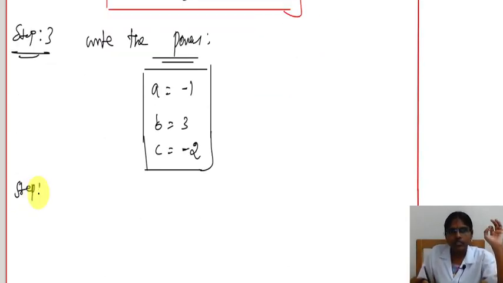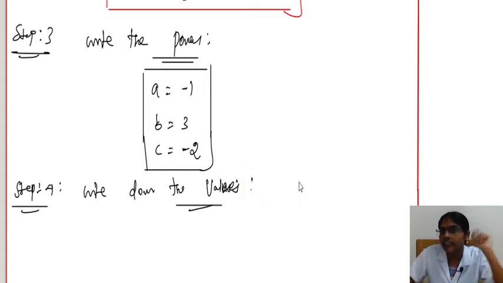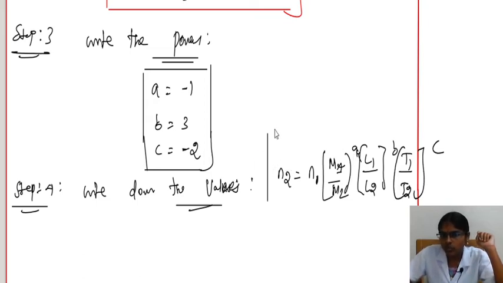Fourth step, write down the given values. What values? We have a formula. How are we going to convert? We have an equation, we have a formula. What formula? N2 is equal to N1, M1 by M2 to the power A, L1 by L2 to the power B, T1 by T2 to the power C. So this is the formula we are going to use.